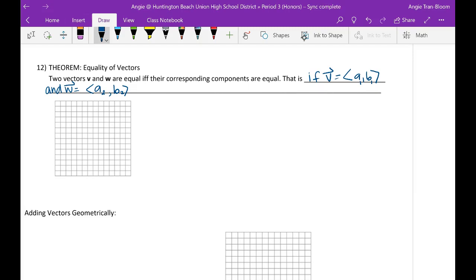So vector w is (a2, b2), then vector v is equal to vector w if and only if a1 is exactly the same as a2 and b1 is exactly the same as b2. So what do I mean by this? Let me give you some vectors.